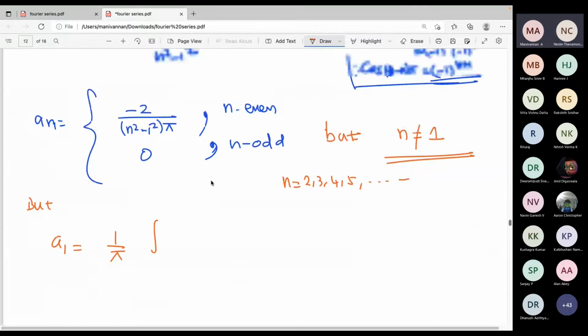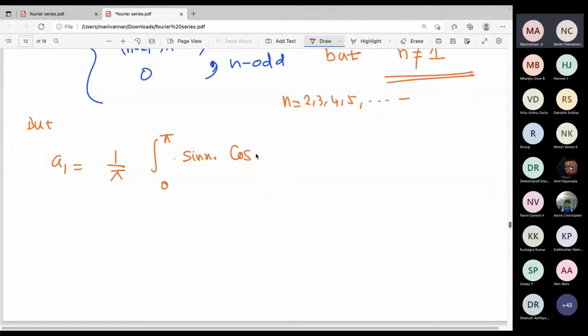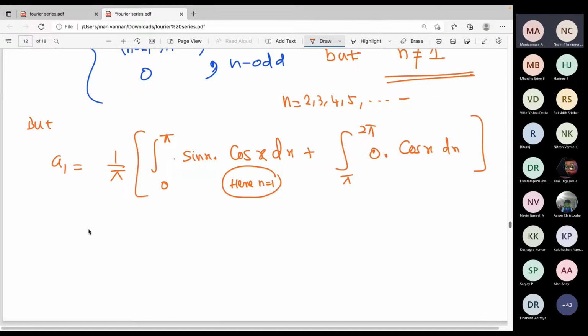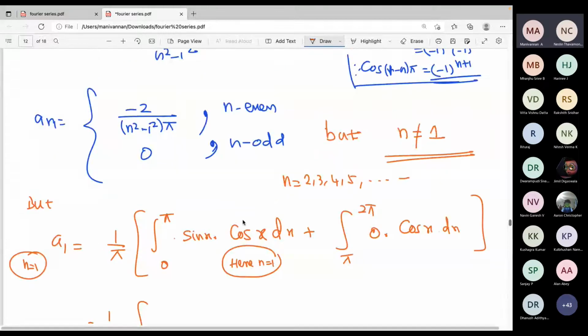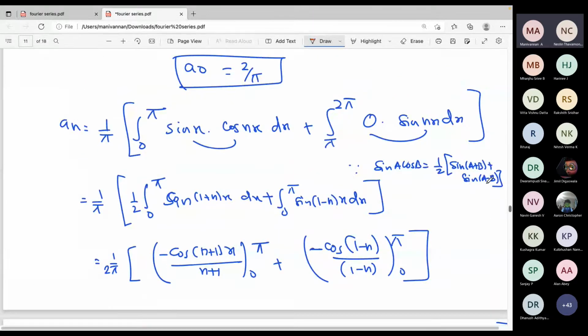So from 0 to pi, it is sine x into cos x, where n is 1, plus from pi to 2 pi, it is 0 into cos x dx. Is it clear? So we use the sin a cos b formula again. Sin a cos b is what?